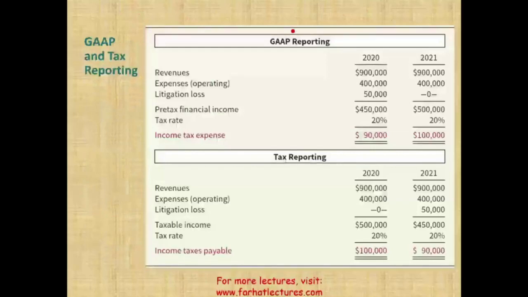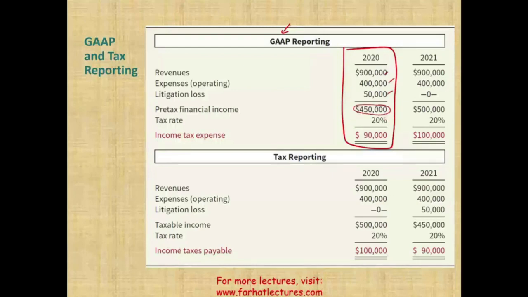Okay, so let's take a look at the picture first. So this is GAAP. For GAAP, we have revenues, expenses minus the lawsuit. Our pre-tax financial income is $450,000. For tax purposes, we have revenues, expenses. Notice no lawsuit for 2020. Taxable income of $500,000 times 20%. Income taxes payable of $100,000. Can you do the entry now?